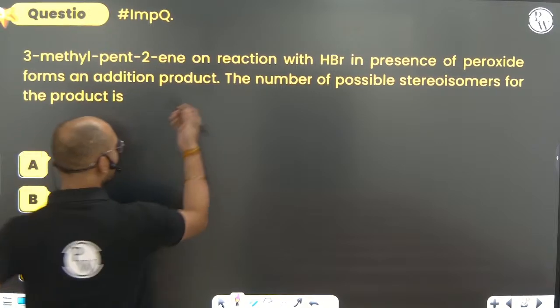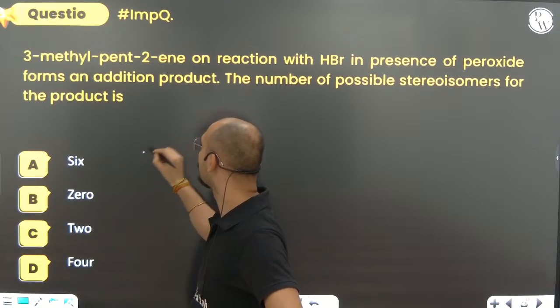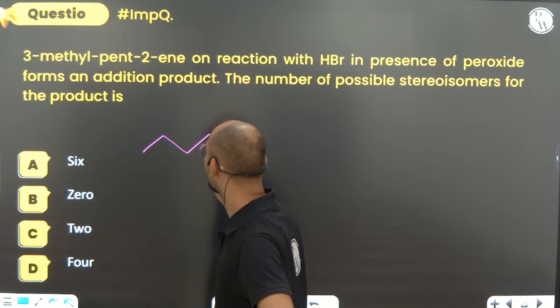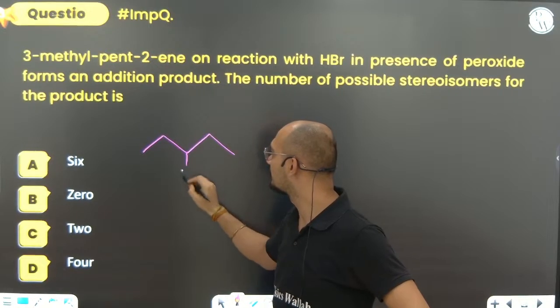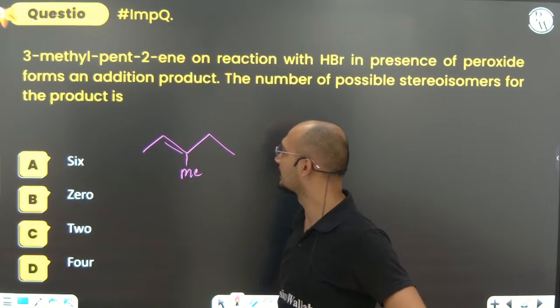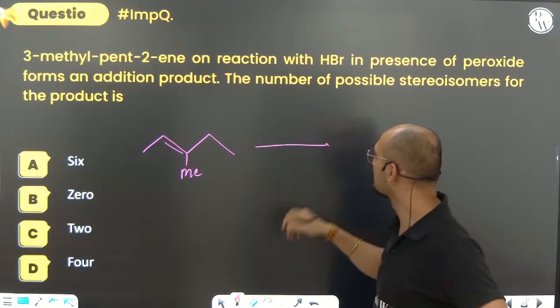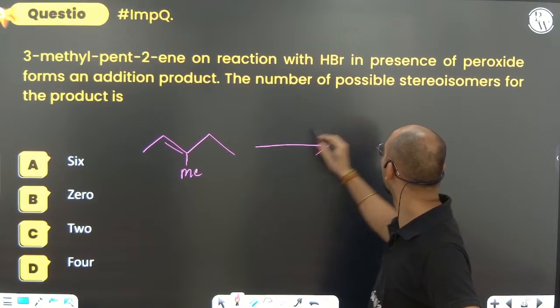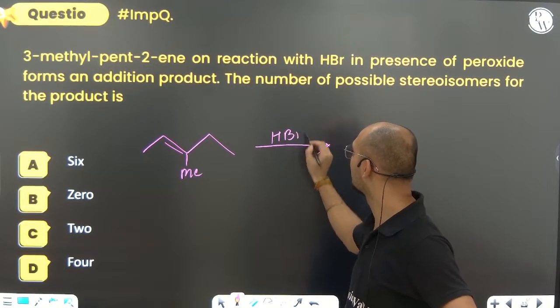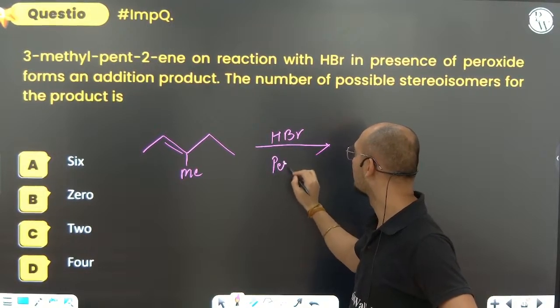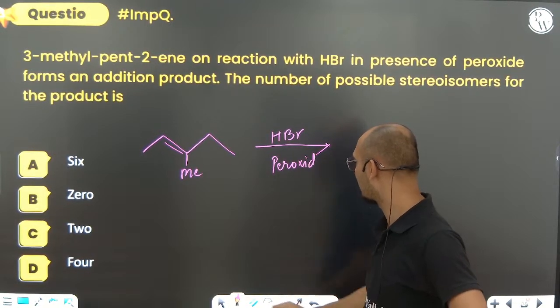देखो पहले तो आप रिएक्शन करा लो कि 3-methyl pentene. Now 3-methyl pentene, this is the substrate. अब इस पर रिएक्शन किसका करा रहे हो? HBr in the presence of peroxide. If it is peroxide here, what will happen? I hope you all understand.